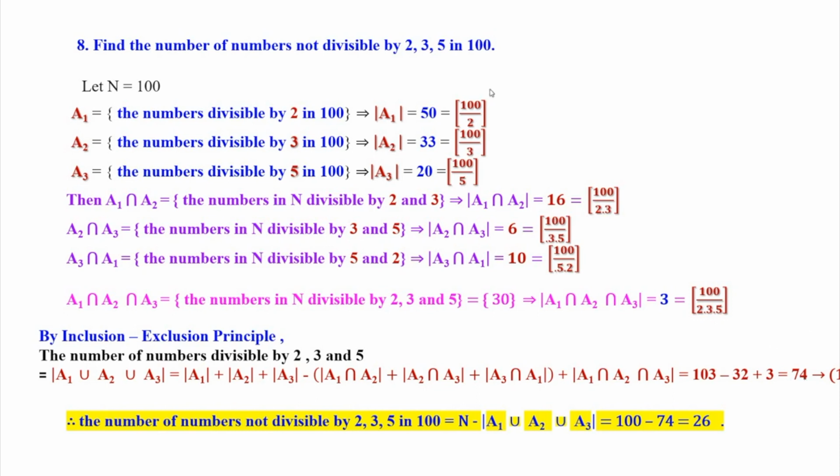There are 74 numbers which are divisible by 2, 3, 5. But our aim is to find the number of numbers not divisible by 2, 3, 5 in 100. So 100 minus this one will give the required answer. So for the number of numbers not divisible by 2, 3, 5, even 7, you will have to extend the concept. And if not 100, it can be 200, 300, 500, 1000, etc. So for all of these problems, the same method is to be adopted.